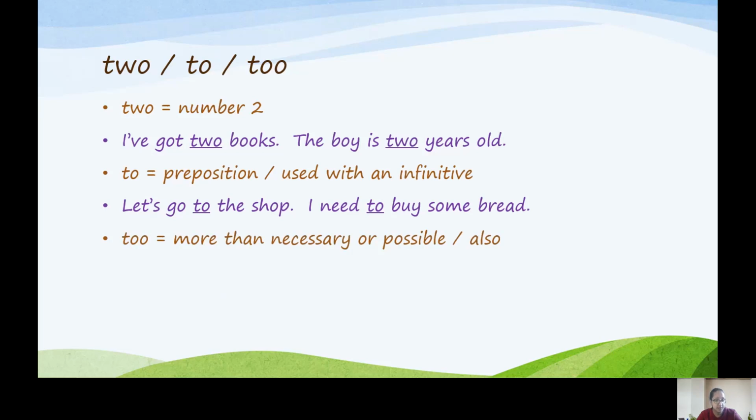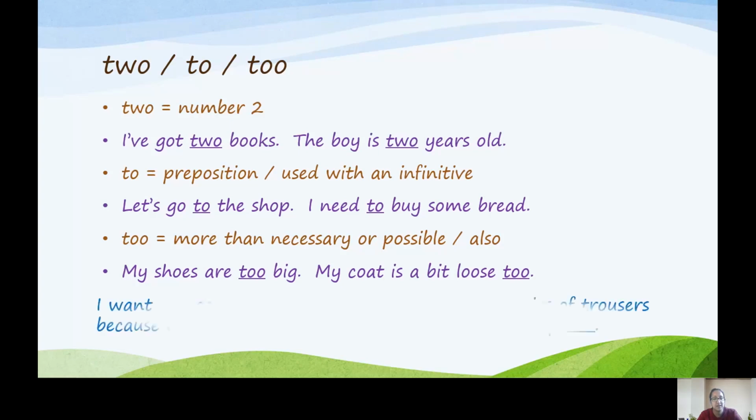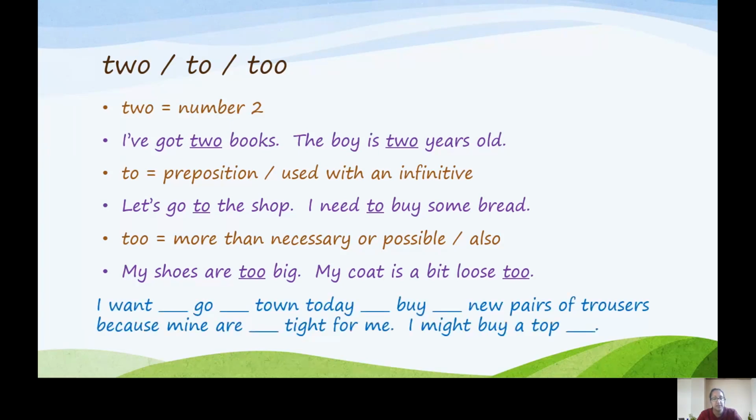"Too" with a double O also has two meanings. It can mean more than necessary or possible, or it means also. For example, my shoes are too big, bigger than necessary. My coat is a bit loose too. Here, "too" is also, in addition. Have a look at this text. Which version of "to" goes in each space?